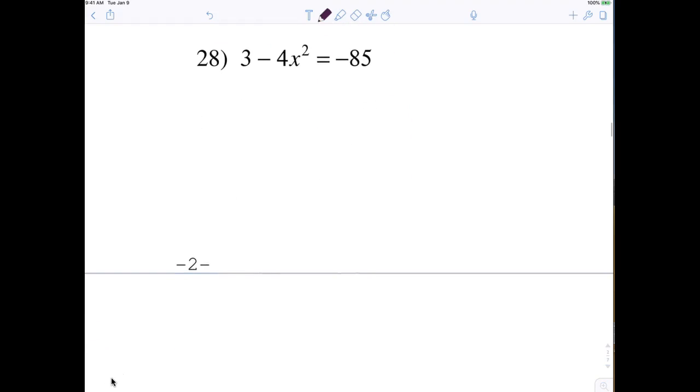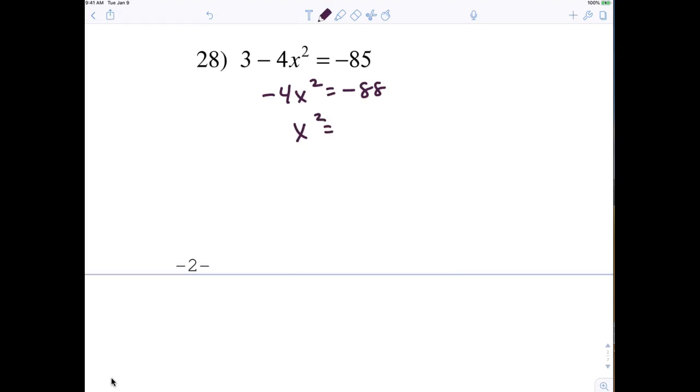All right. Be careful. 28. You have to move. Negative 4x squared is equal to, so x squared is equal to positive 22, positive 22. And so x is equal to radical 22. Very easy.